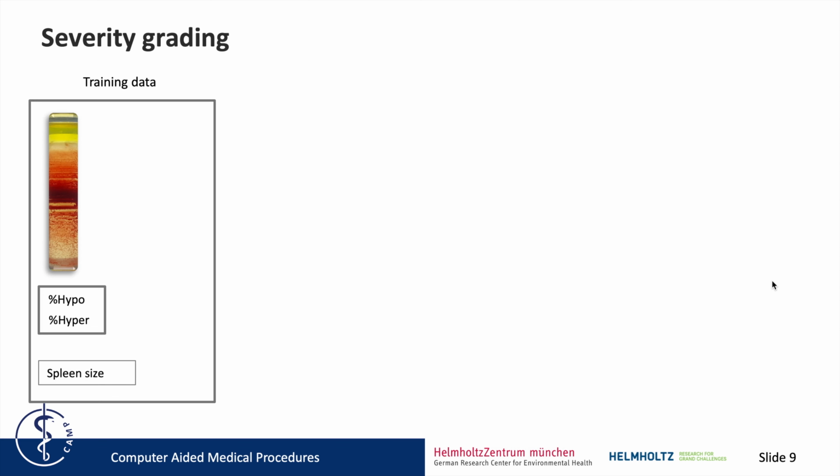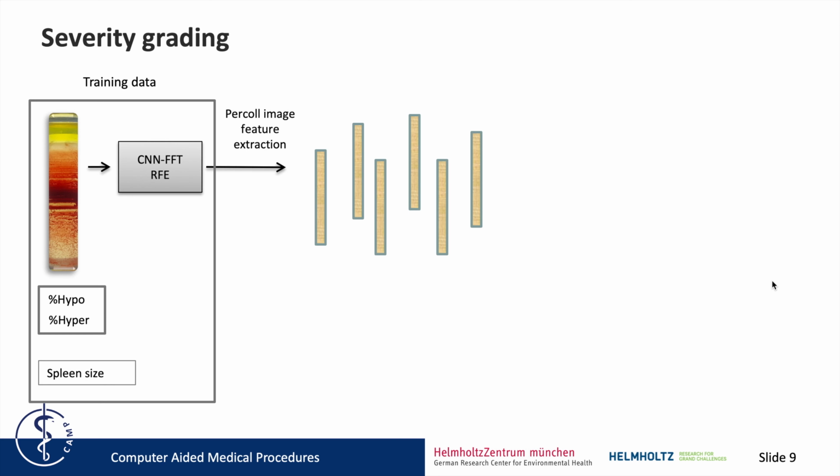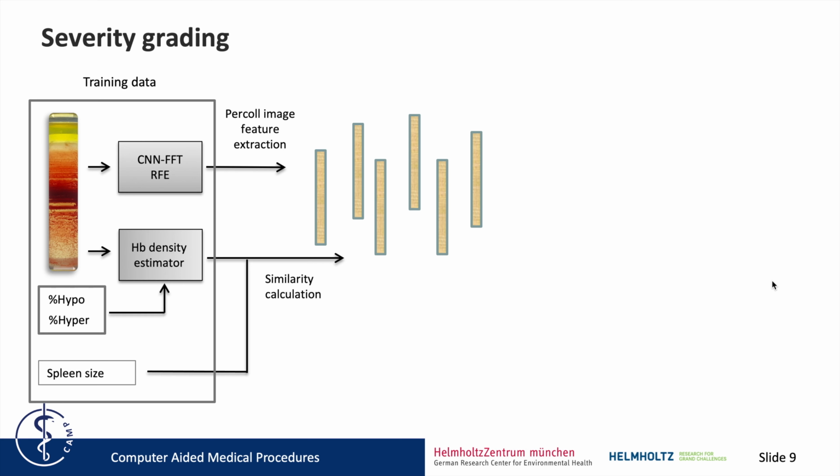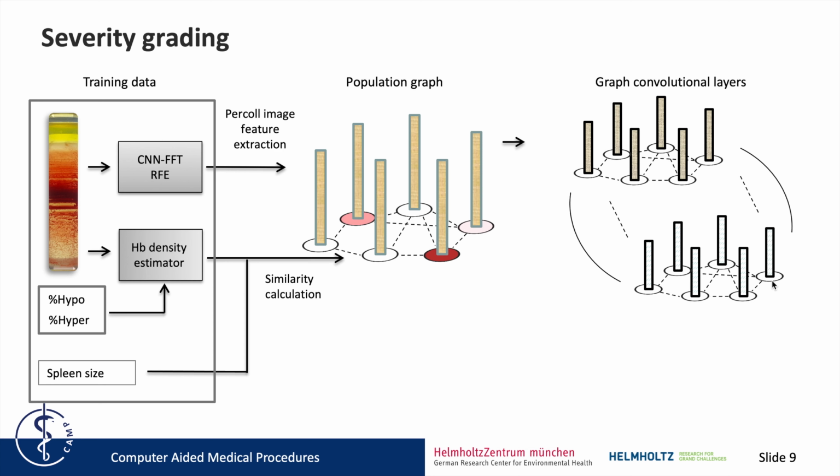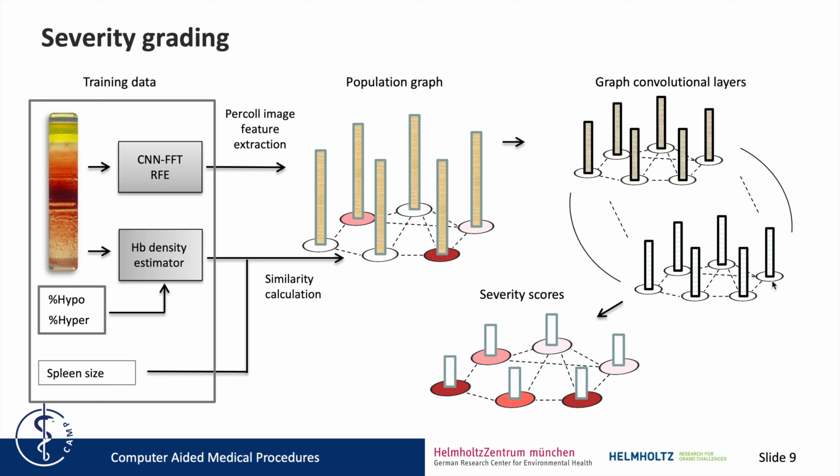Having the features extracted through the mentioned method, using the hemoglobin density estimator, we estimate the percentages of hypo and hyperchromic cells to formulate a similarity metric based on those and the spleen size between every sample in the dataset. Based on the similarity metric, a population graph is constructed. After some graph convolutional layers, the severity score for every individual in the graph is estimated.